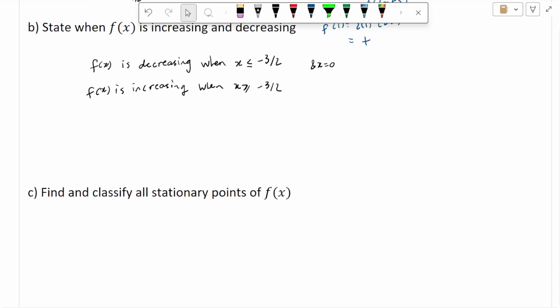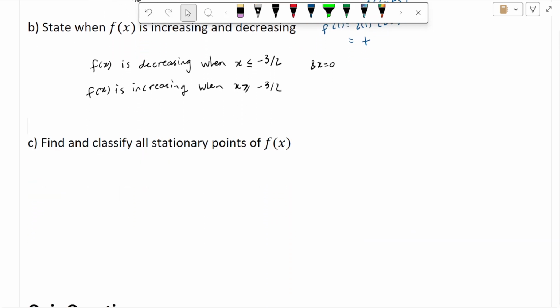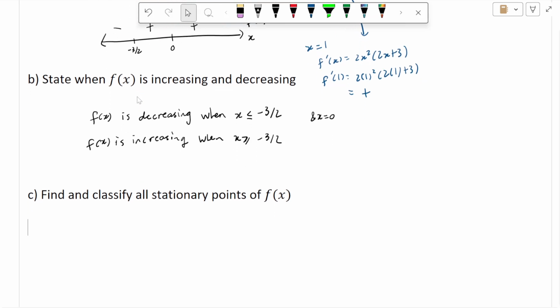All right, find and classify all stationary points. So the stationary points are minus 3/2 for the x value. That's one of our stationary points. And the other stationary point we had was 0 on the x value. So those just came straight off our sign diagram.